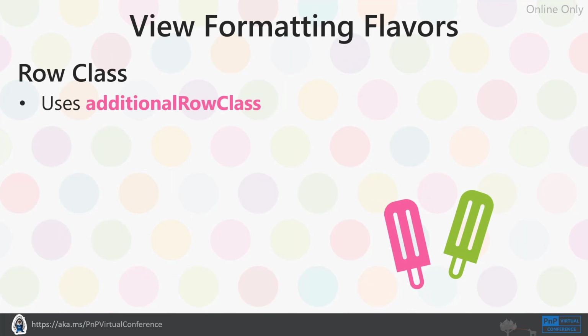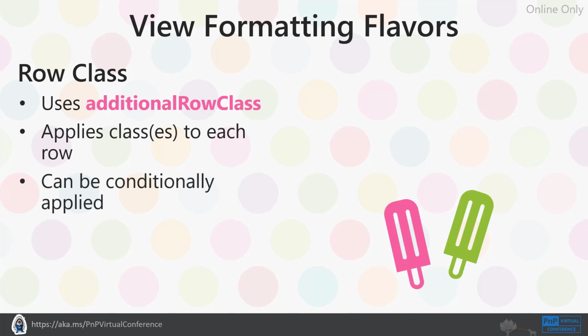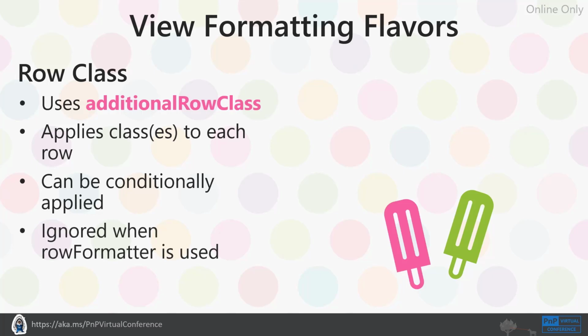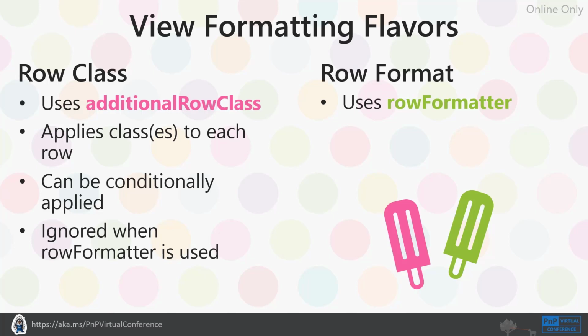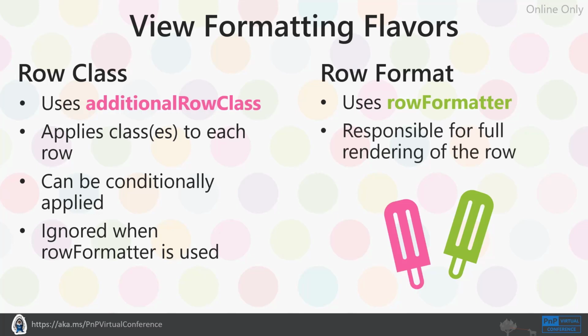So let's take a look at the two flavors of view formatting. The first is row class. You're going to apply classes to each row. So these are a set of predefined classes that can be applied conditionally across all the rows. So you're going to use that to add a border or set the whole thing a certain color based on whatever is going on inside that list item. But if you use a row format, that will override using a row class, and now you're responsible for the full rendering of the row, which is pretty scary. You're in the deep end now, but it's also extremely powerful because you can control everything there.